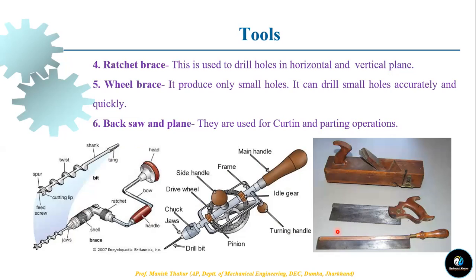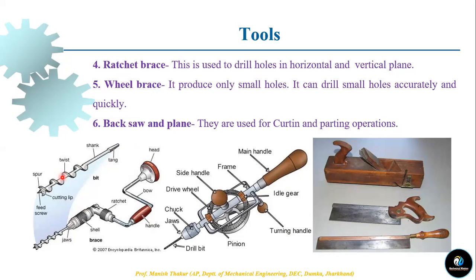Okay, this is the ratchet brace. Ratchet brace is used to drill holes in the horizontal as well as vertical plane. This is the horizontal one. This contains the drill bit, and this is used to drill holes in the horizontal.